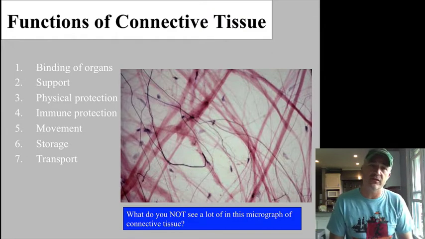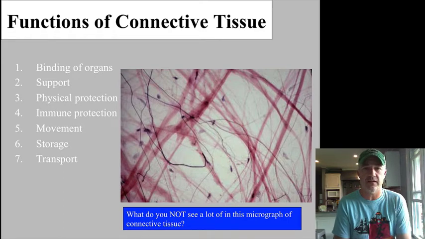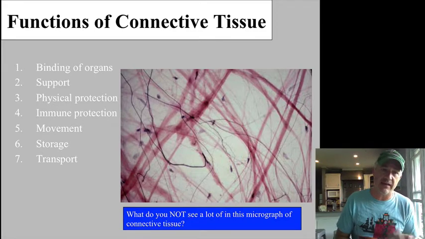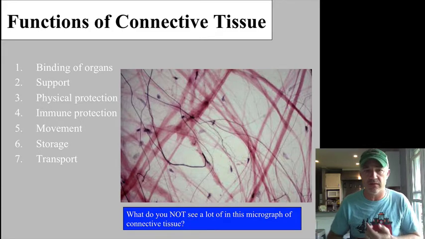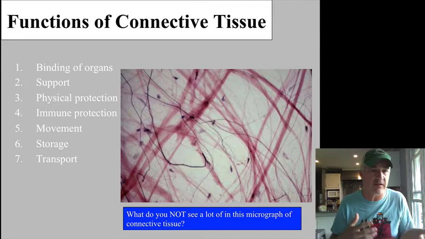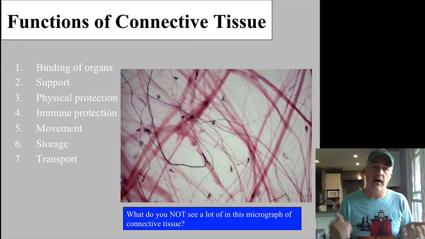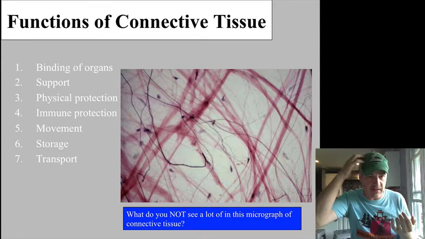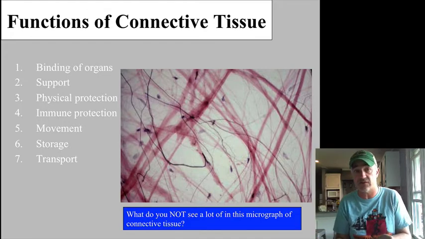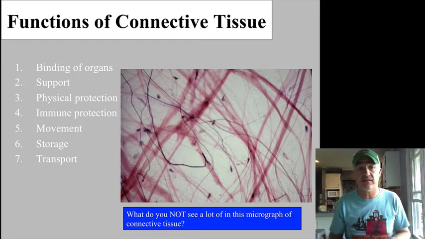What does connective tissue do? Not a surprise on this one. It connects, if we're being a smart aleck here. It helps hold organs in place, helps support the body either upright in terms of the bones, or helps support certain structures in terms of ligaments and other things like that. It provides physical protection to things like the brain with the skull, and immune protection: blood is a connective tissue, and it has most of our immune cells.